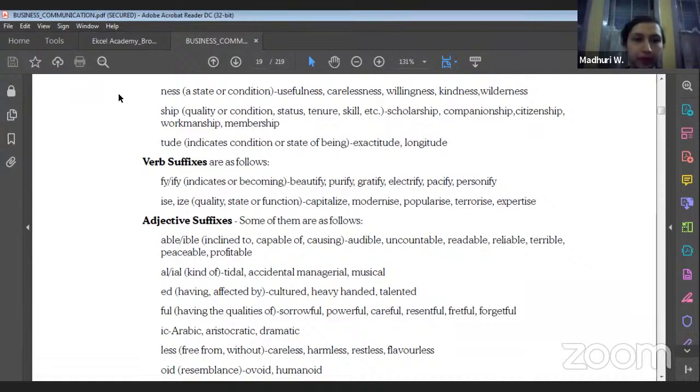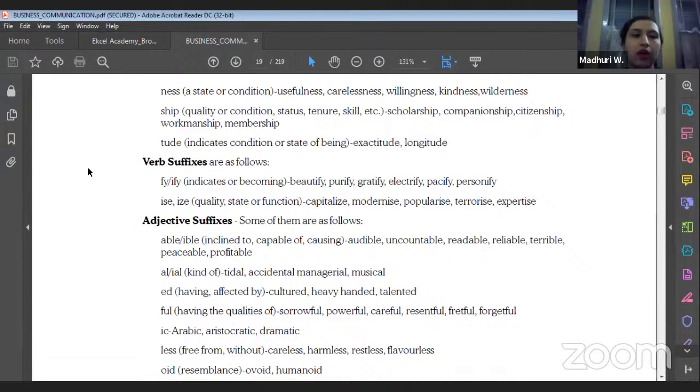Then you have ship, which denotes the quality or condition, status, tenure, or skill. For example, scholarship, companionship, citizenship, workmanship, membership. Tude indicates the condition or the state of being, actually. It's like saying exactitude, longitude, etc.